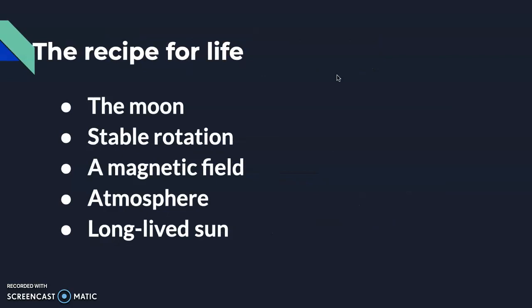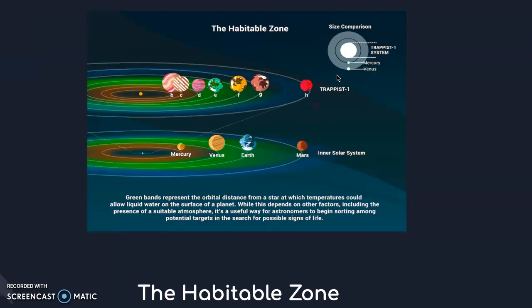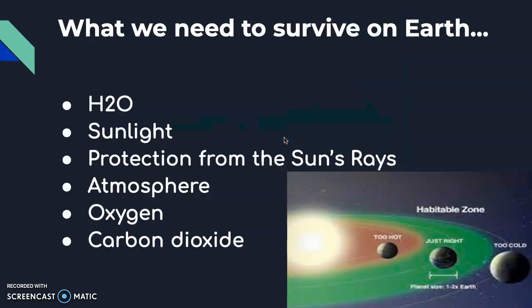Next is like the recipe for our life. So we have the moon, stable rotation, a magnetic field which protects us a lot, the atmosphere, and then a long-lived sun. And then this is like the habitable zone, as you can see. I'm not gonna explain it because I feel like this picture really explains it very well.